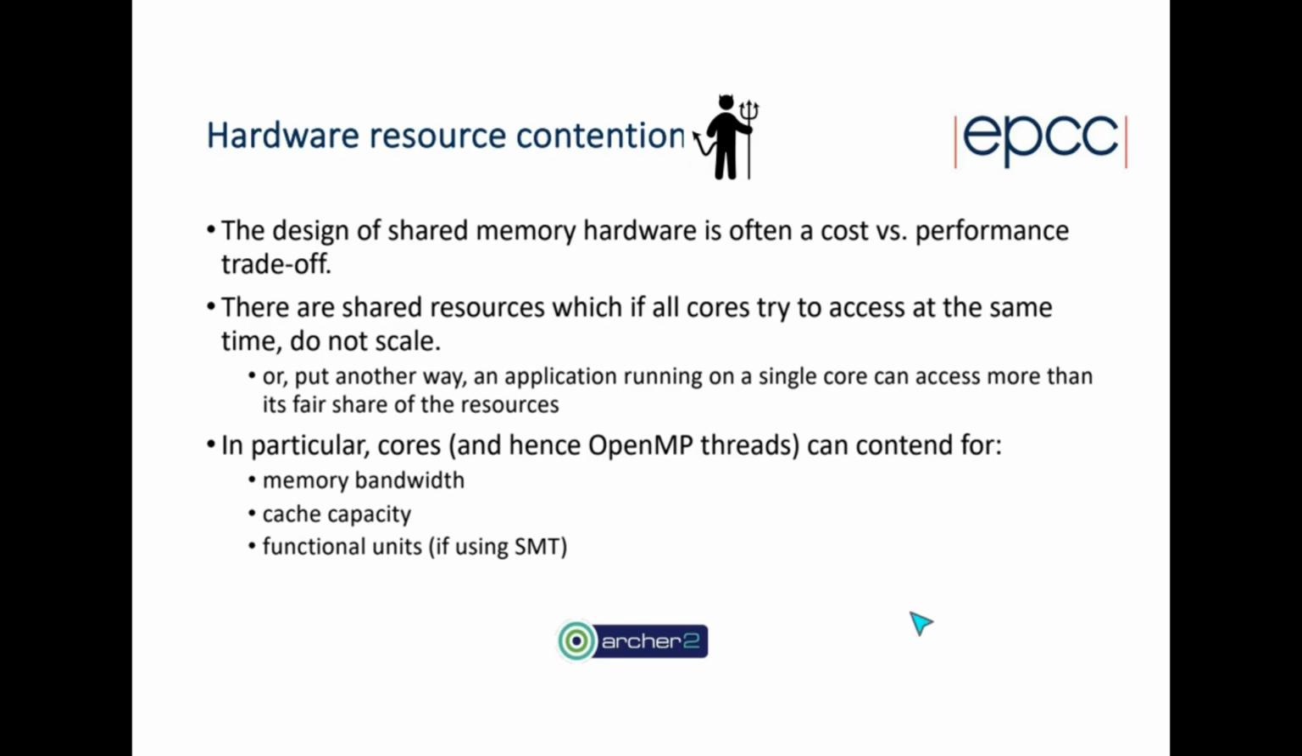So in particular, the cores, and therefore the OpenMP threads which are running on them, contend for memory bandwidth, which we've already talked about, and it's a big one. Cache capacity, if we have shared caches. And also functional units, like floating point units, if we use simultaneous multi-threading, hyper-threading, whatever you like to call it, which has too many different names for the same thing. If we run multiple OpenMP threads per hardware core, then they will also contend for the floating point units.